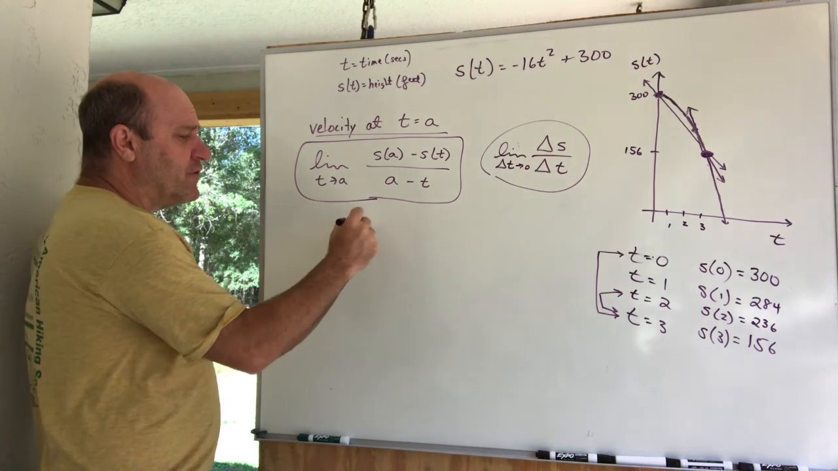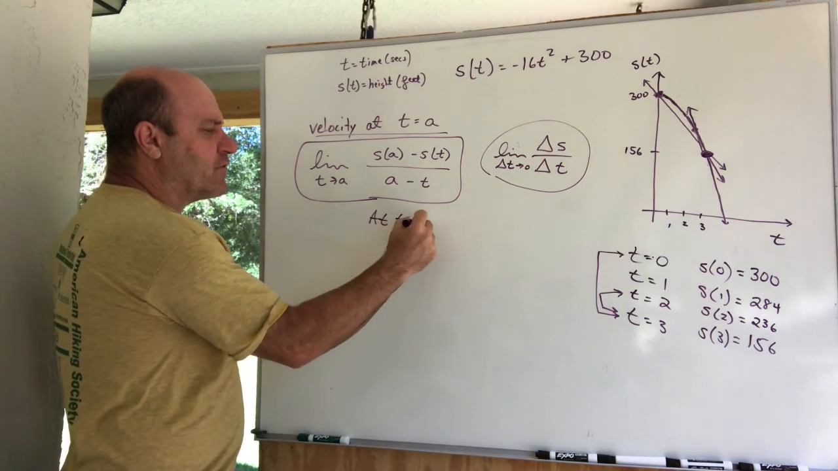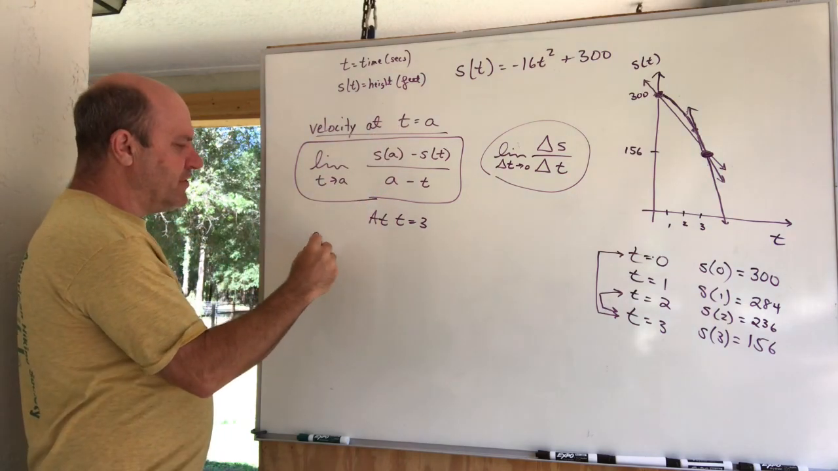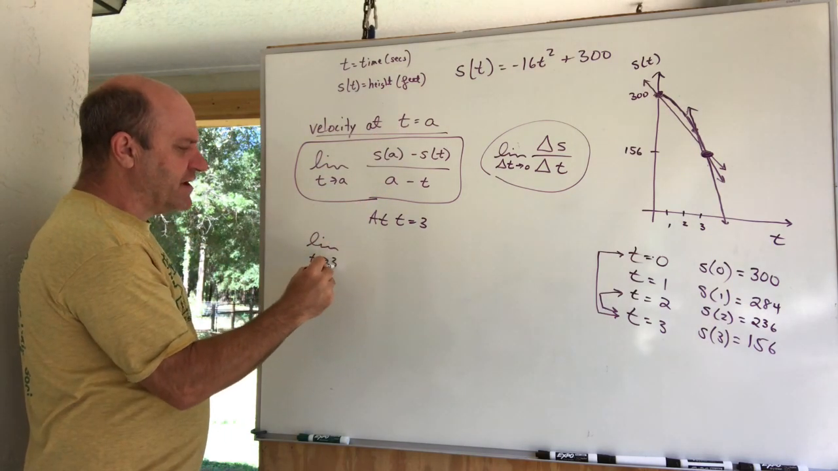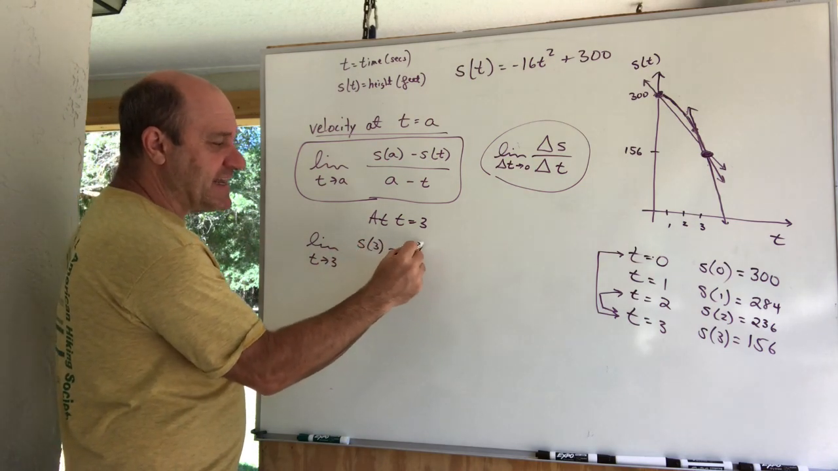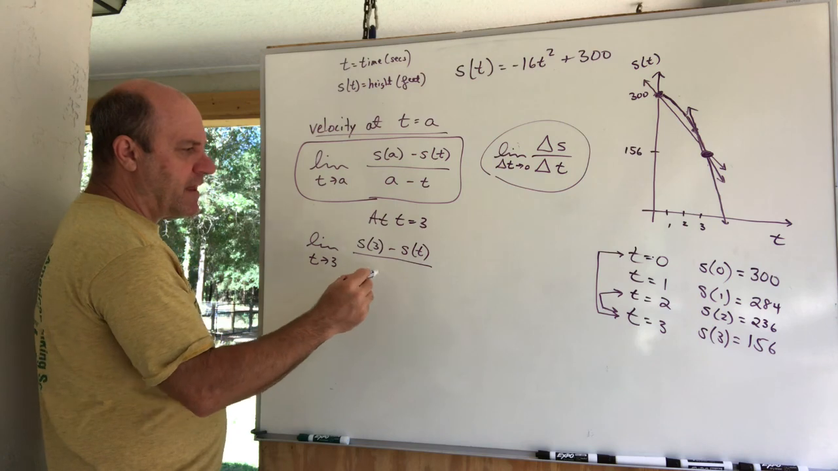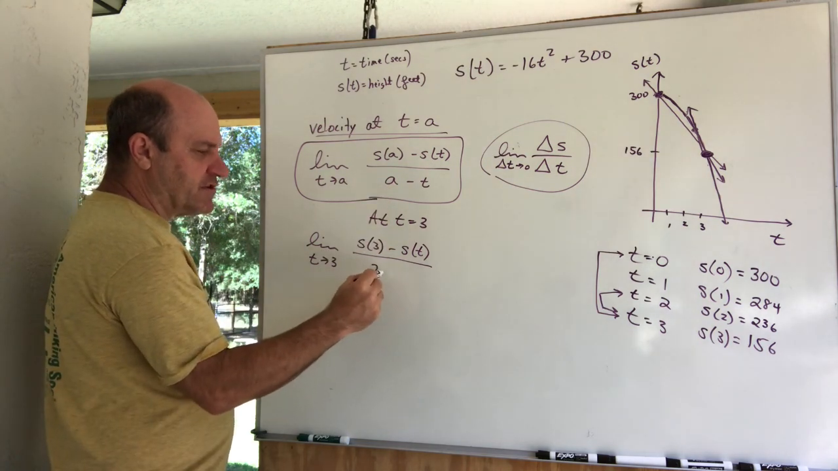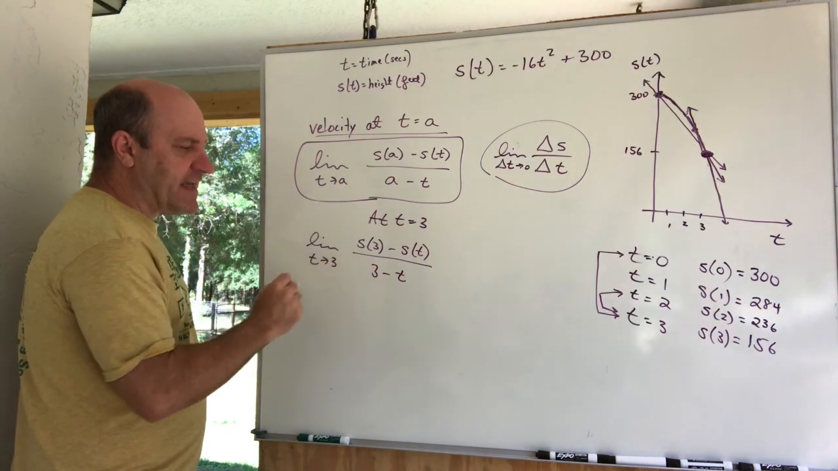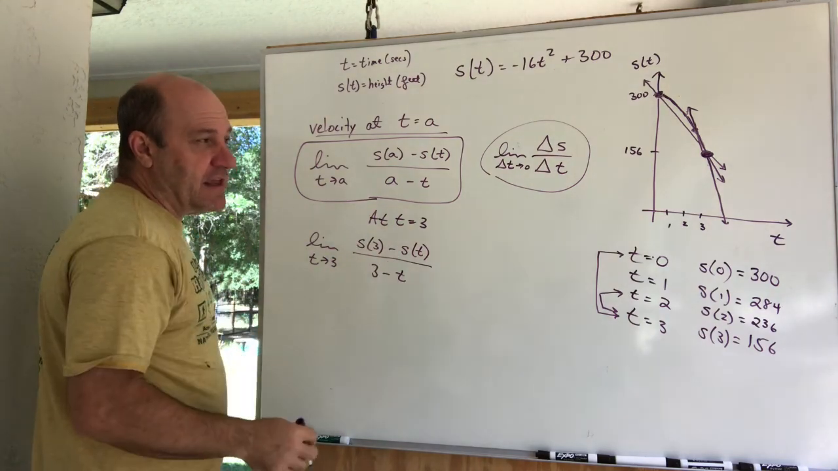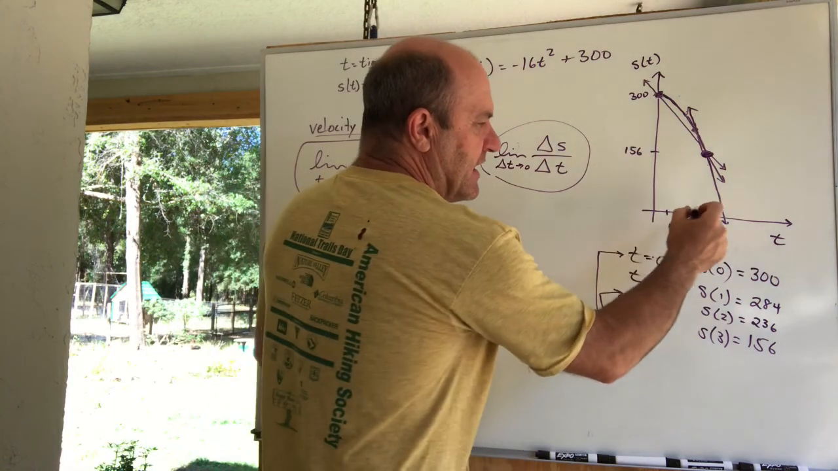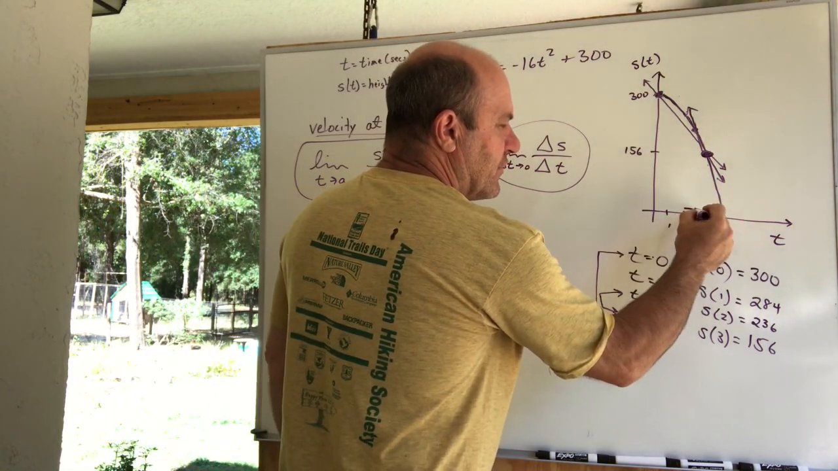So here we go. We want to do it at t equals 3 seconds. So my a is a 3. So let's try this. I'm going to do the limit as t approaches 3 of s of 3 minus s of t, where I've got this variable t in here, all over a, which is 3 minus t. So the a is a 3. We're doing it at 3 seconds. The t is the variable t, and I'm letting the t get closer and closer to 3.